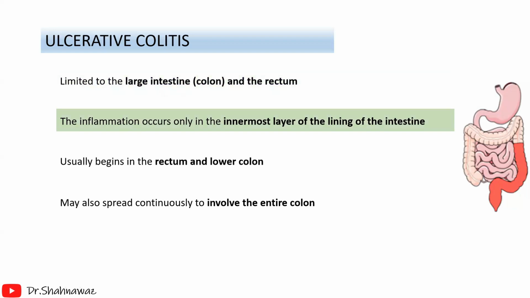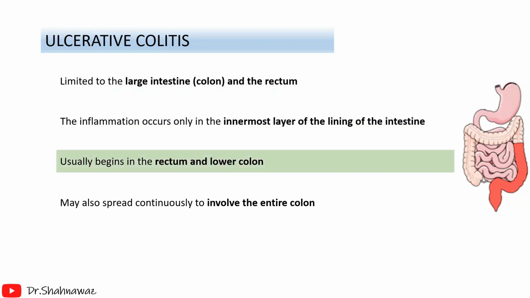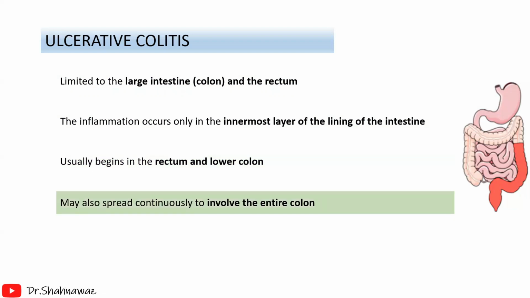And the inflammation occurs only in the mucosa, that is the innermost layer of the lining of the intestine. And usually, ulcerative colitis begins in the rectum and lower colon, as you see in this picture in red color. And actually, sometimes we see that in ulcerative colitis, the entire colon is involved. Like you see here, this is not the whole colon involved, but sometimes we see the whole colon involved, including the transverse and ascending colon, in ulcerative colitis.